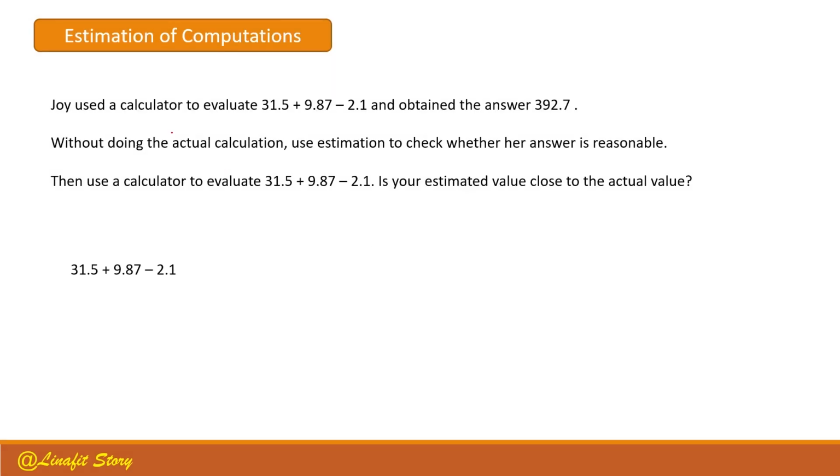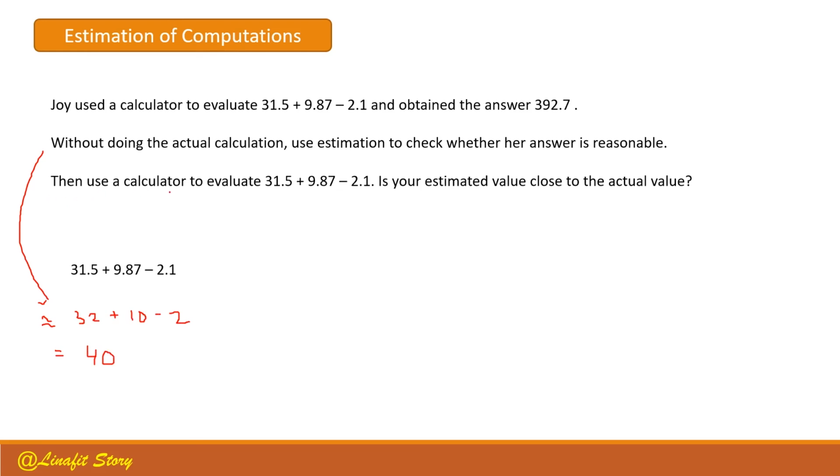Estimation of computations. Joy used a calculator to evaluate 31.5 plus 9.87 minus 2.1 and obtained the answer 392.7. Without doing the actual calculation, use estimation to check whether her answer is reasonable. So we are using estimation, so 32 plus 10 minus 2 is equal to 40.